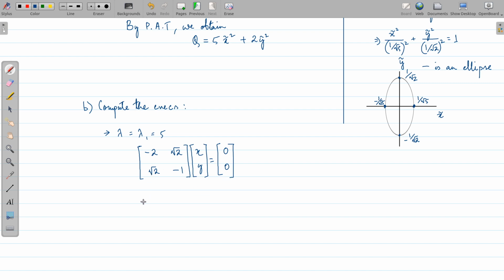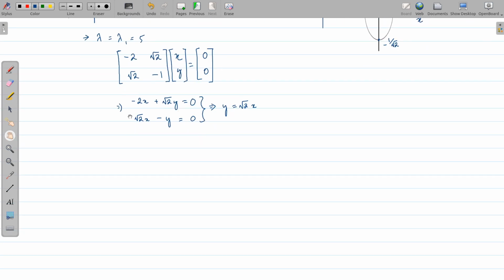So from here we'll get two equations. The first equation will be minus 2x plus root 2 y is equal to 0, and the second equation will be root 2 x minus y is equal to 0. Both these equations are saying the same thing. Both are basically telling us that y is equal to root 2 times x. So from here we can get x1.